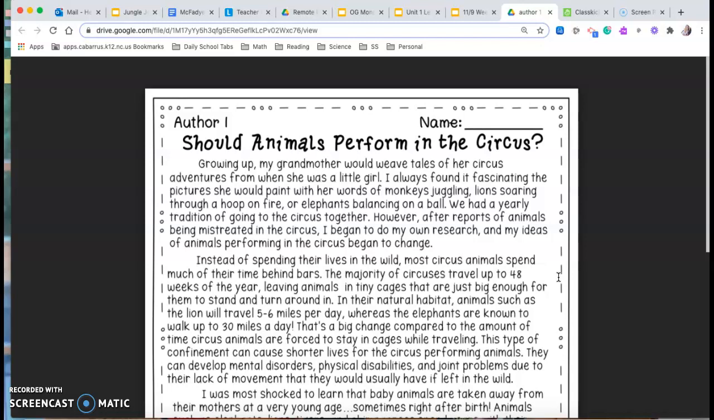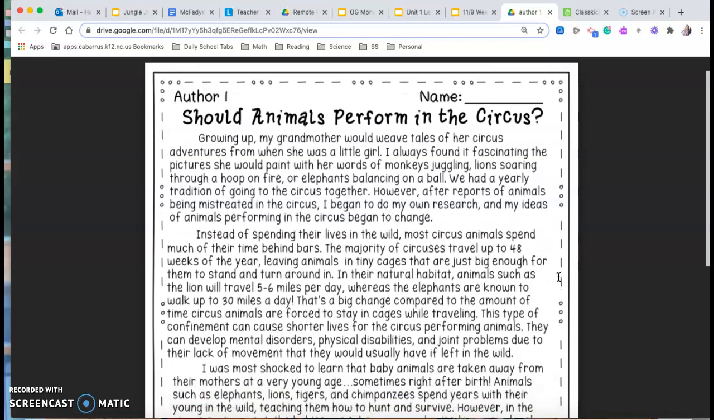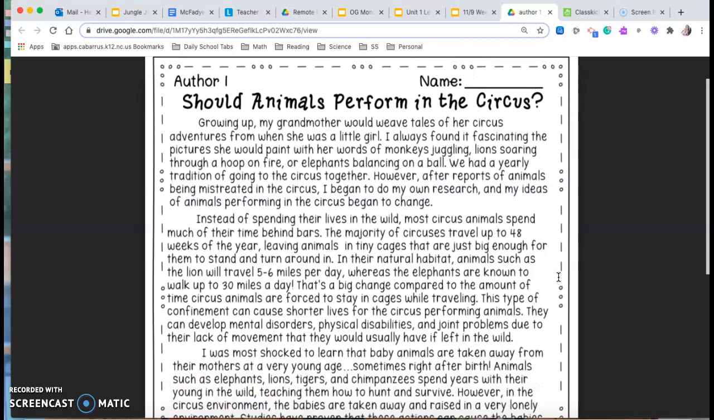So the title says, Should Animals Perform in the Circus? Growing up, my grandmother would weave tales of her circus adventures from when she was a little girl. I always found it fascinating, the pictures she would paint with her words of monkeys juggling, lions soaring through a hoop of fire, or elephants balancing on a ball. We had a yearly tradition of going to the circus together. However, after reports of animals being mistreated in the circus, I began to do my own research, and my ideas of animals performing in the circus began to change.